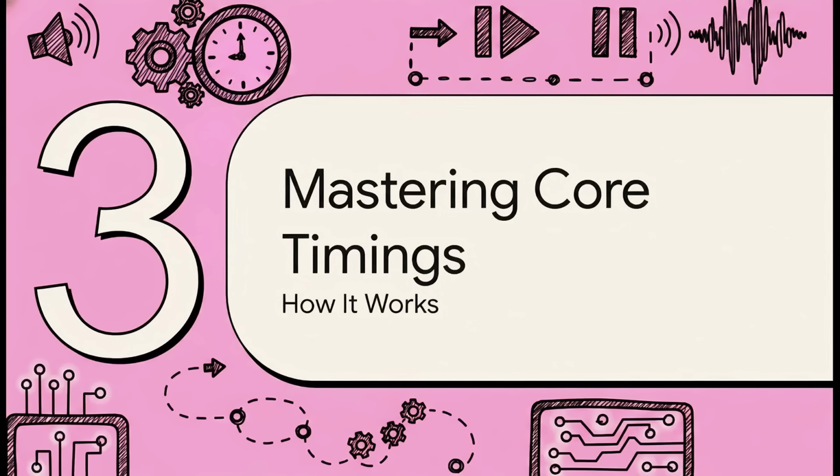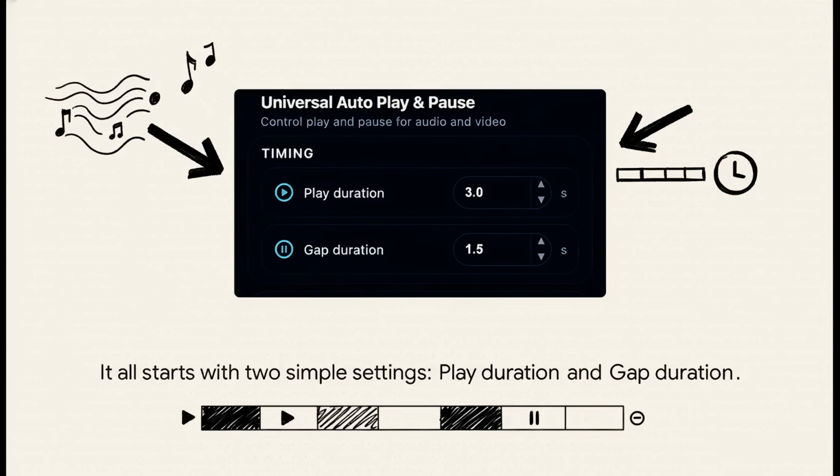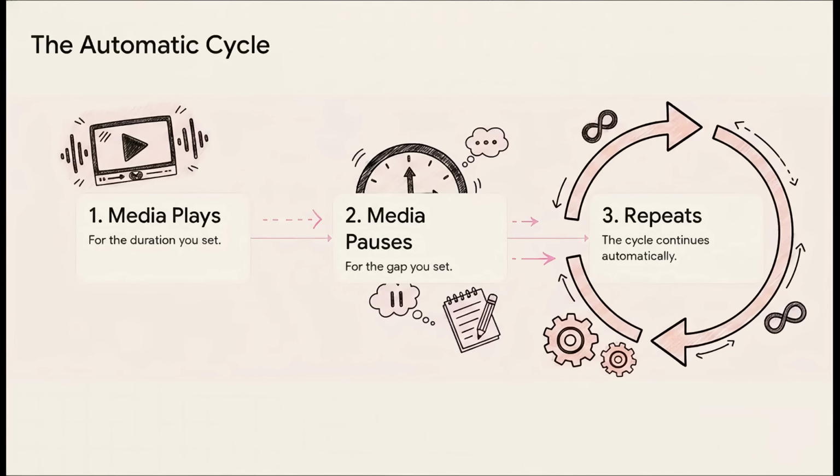And honestly, it all boils down to just two super simple timing settings. The whole system really is built on this ridiculously simple idea. You just have to worry about two things. Play duration, that's how long the audio or video plays for, and gap duration, that's how long it pauses. That's literally it. So this creates this simple, really powerful loop.